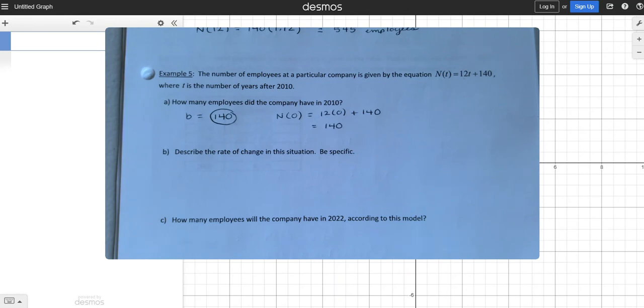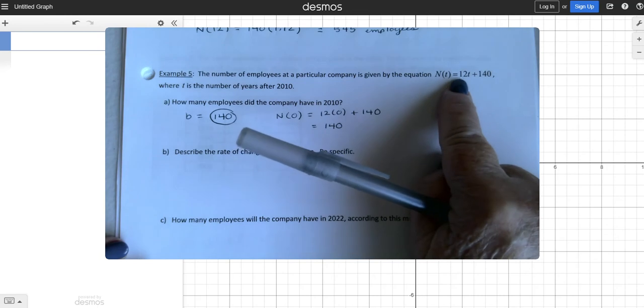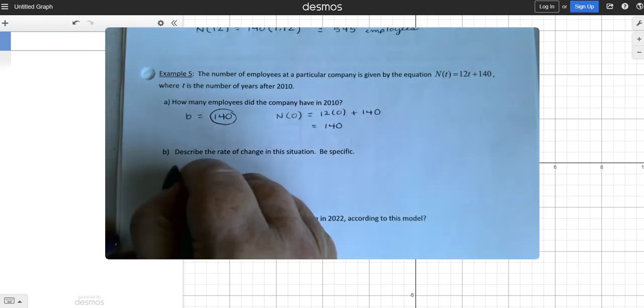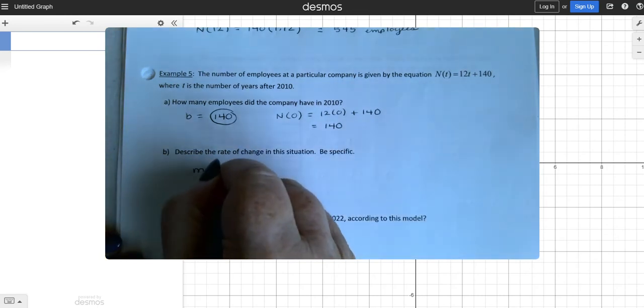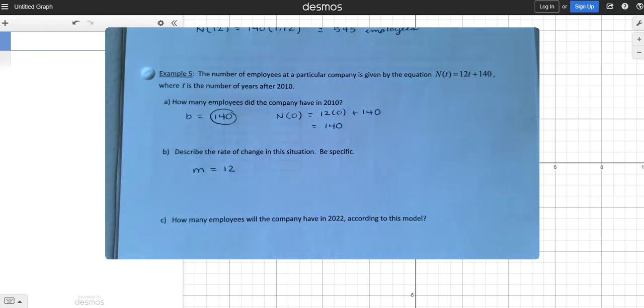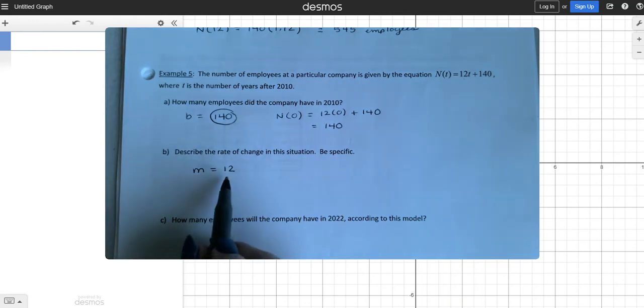All right, describe the rate of change in this situation. In a linear function, it's an absolute rate of change. It's just going to be the slope. Since the slope is 12, that says that the number of employees increases by 12 every year.